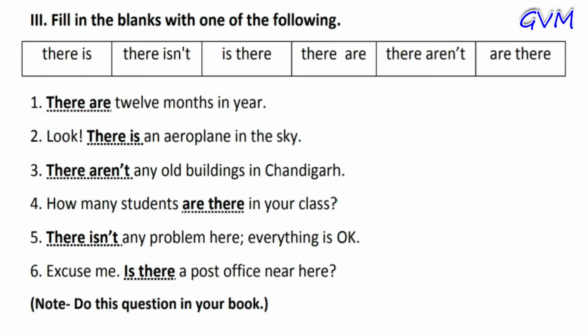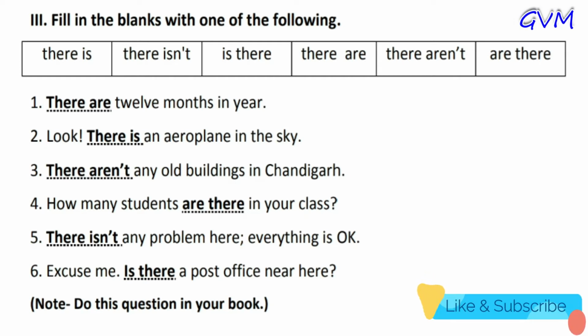Now, we have question number third of this exercise. Fill in the blanks with one of the following. We have clues: there is not, is there, are not, are there. And we can choose the right one and fill the blanks. First, dash 12 months in a year, and the correct answer is there are. Second, look, dash an aeroplane in the sky, and the answer is there is, because there is only one aeroplane in the sky. Third, dash any old buildings in Chandigarh, and the answer is there are not.